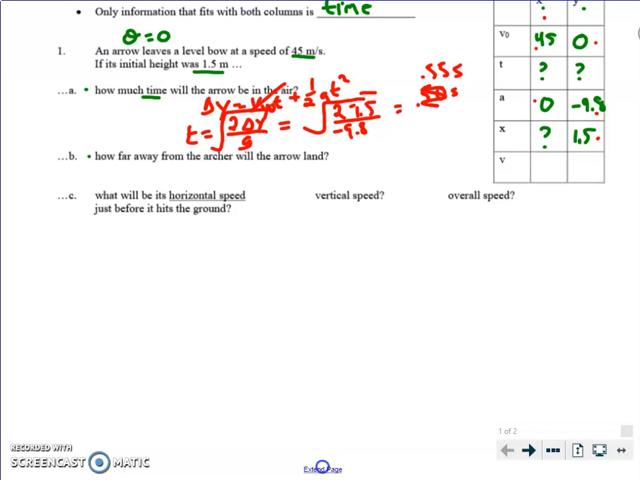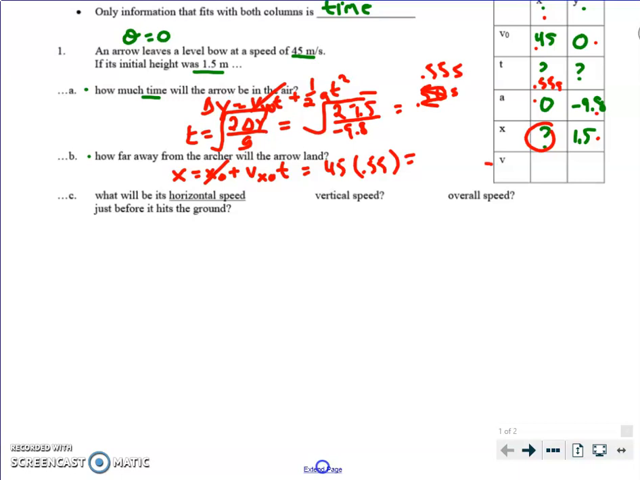All right, so how far away will it land? Well, that's looking for this. Now that I know that this is 0.55 seconds, I can go ahead and use the horizontal information, and I can just say x equals x naught plus vx naught t. I'm not going to put in the acceleration part because there is 0 acceleration. A mistake would be to put 1/2 gt squared there. So x naught is 0, so this is simply the launch speed times 0.55 seconds, and that will give us an answer of roughly 25. Okay, what's the horizontal speed just before it hits the ground?